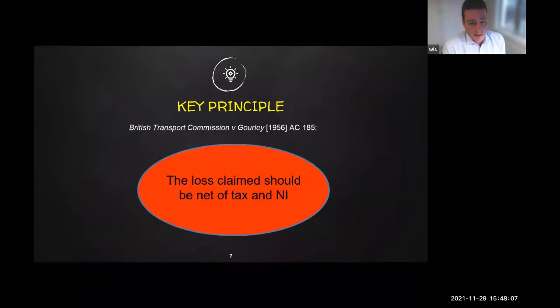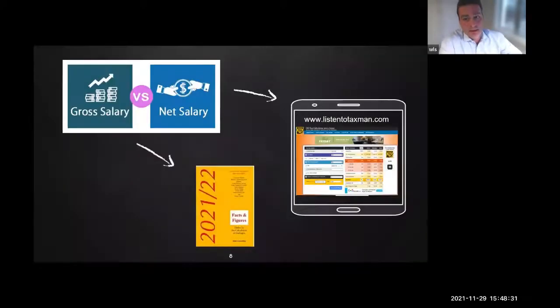So the key principle when assessing loss of earnings is that the loss of earnings claim should be net. So although a lot of documents will set out what the gross entitlement is, the claimant can only claim for the net loss, which is net of tax and net of national insurance. Set out there, the British Transport Commission against Gourley case.